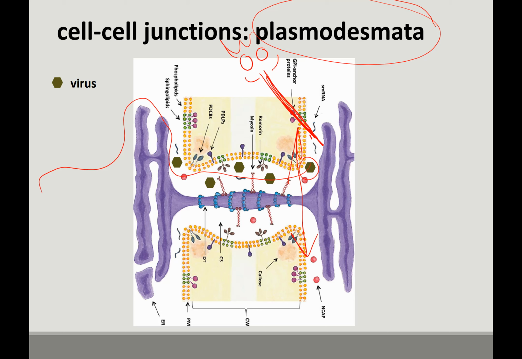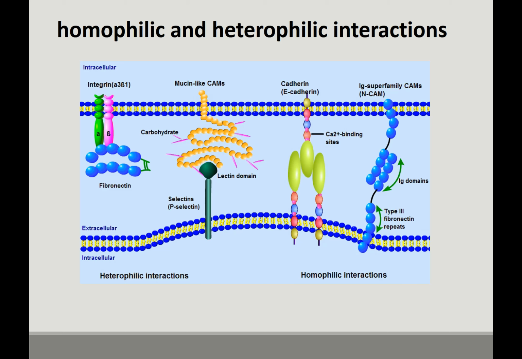Okay, last slide for this lecture, and then I will take a break. Homophilic, heterophilic interactions. So again, we talked about homo means same, hetero means different, like heterozygous in genetics. So some proteins, like cadherins, have homophilic interactions. They only like to interact with something that is similar. And this is showing you some ICAMs.